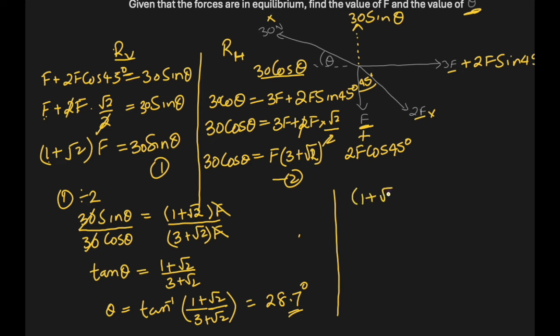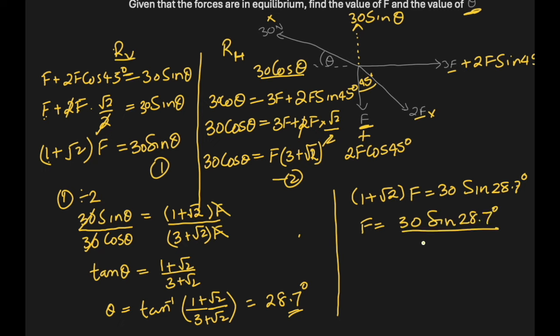1 plus square root 2 f equal to 30 sine 28.7 degrees now. Yeah, we got a theta, and f is the only one left. So f will be equal to 30 sine 28.7 degrees over 1 plus square root 2. Comes out to be 5.967. So I'll write 5.97 newtons. That is the value of f. Given that the forces are in equilibrium, find the value of f and theta. We found f and theta.